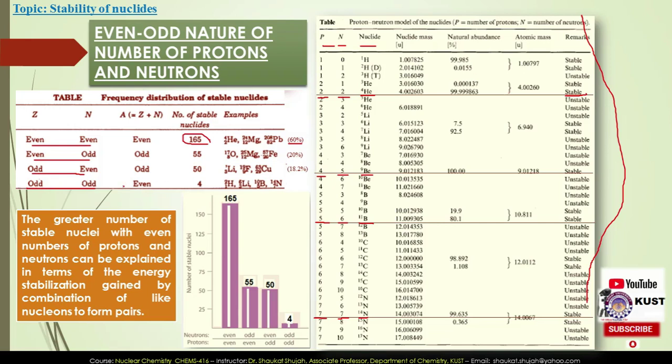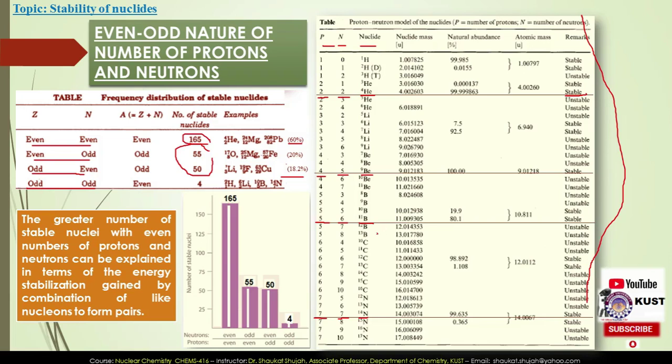Less than 2% belong to the odd-odd category, and the remaining 38% are equally divided between those that have an even number of protons and odd number of neutrons, or those with odd number of protons and even number of neutrons. From these trends and patterns for the stable nuclides, it can be concluded that nuclear stability is favored by even number of protons and even number of neutrons.